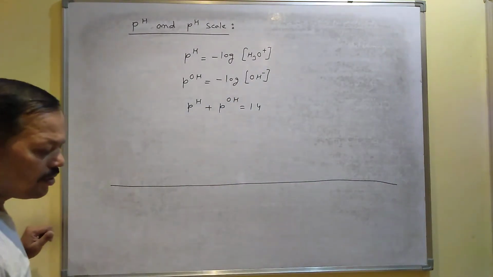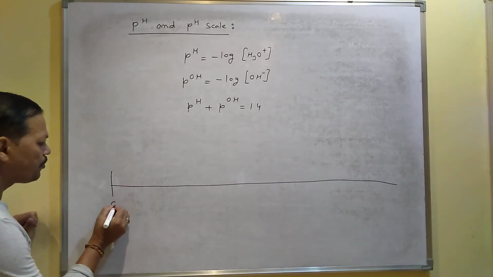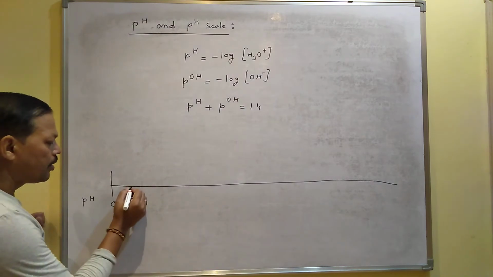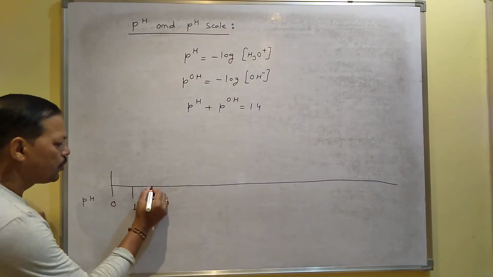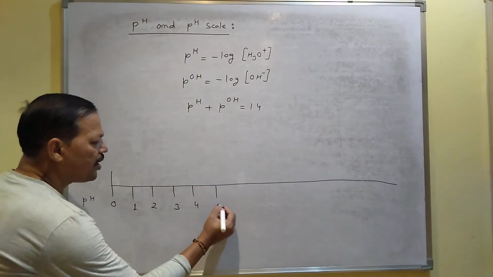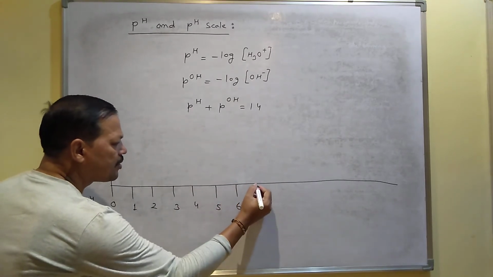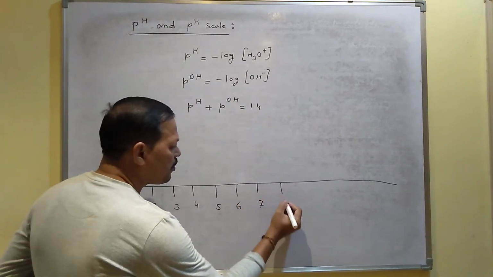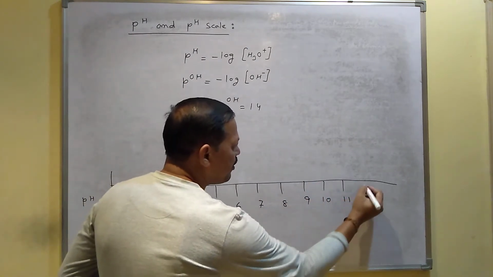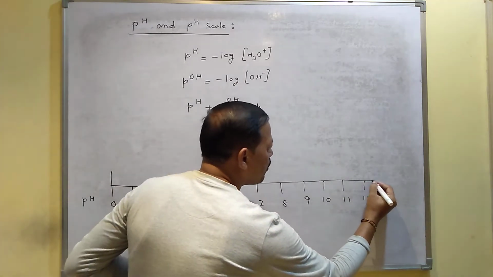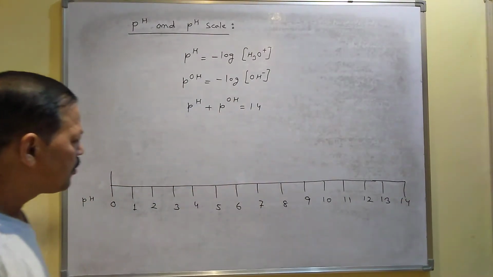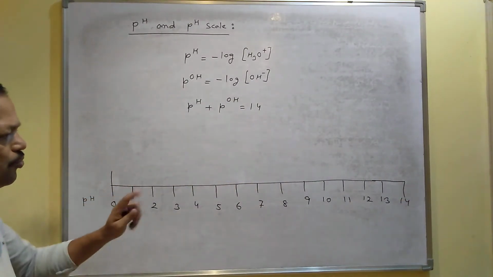The scale starts from 0, this is the pH value, then 1, 2, 3, 4, 5, 6, 7, 8, 9, 10, 11, 12, 13, 14. So this is the pH scale. It starts from 0 to 14.